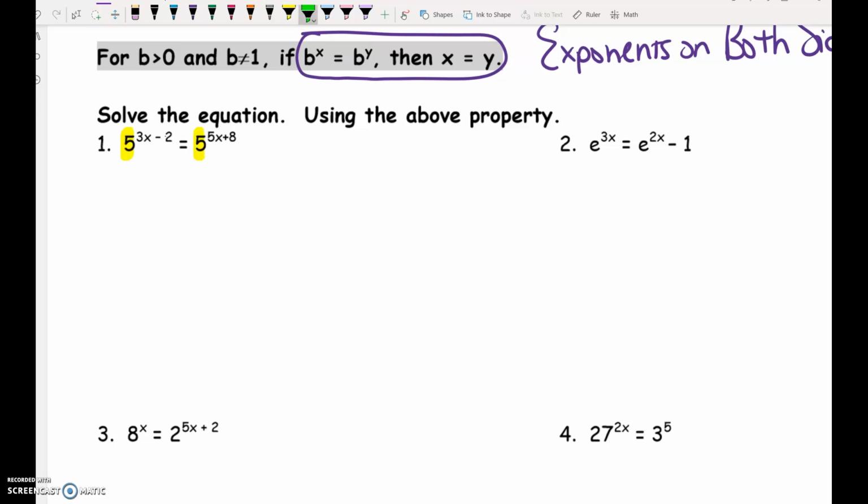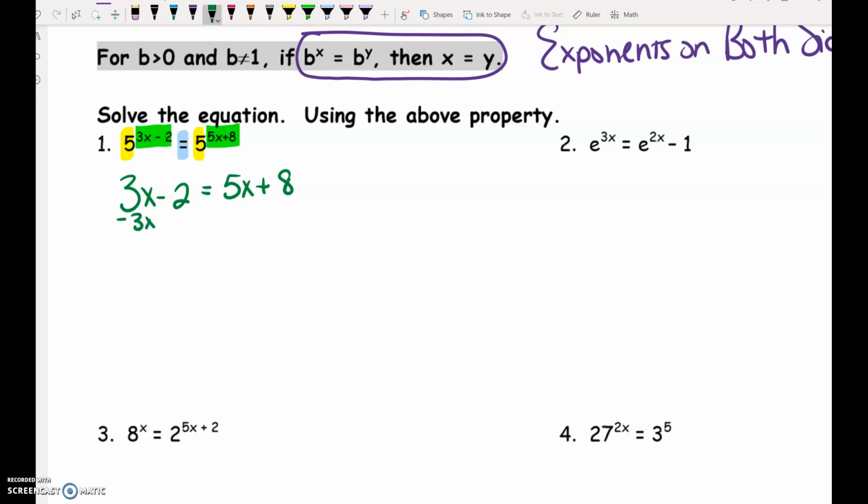If the 5s are identical, then this part also has to be identical because of this thing called an equal sign. That equal sign says that the two sides are exactly the same. So if the 5s are exactly the same, then that green part is going to be exactly the same. So this is actually a super easy problem. 3x minus 2 equals 5x plus 8. We've been solving this type of equation for years now.